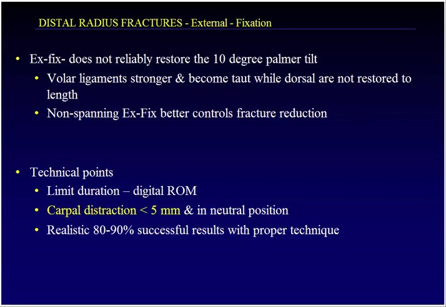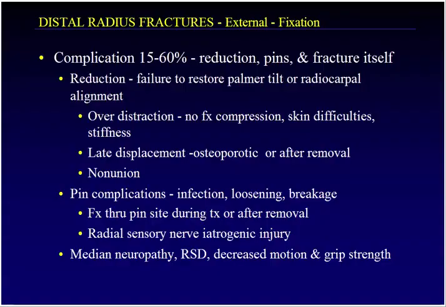Those are all factors that have been shown to be associated with a very poor outcome in external fixation of distal radius fractures, particularly with development of reflex sympathetic dystrophy. So you want to maintain the wrist in a neutral position and avoid over-distraction. Those are the key points. If you use external fixation for the appropriate indications and using appropriate techniques, you can get 80 to 90% good to excellent results. What about complications of external fixation?